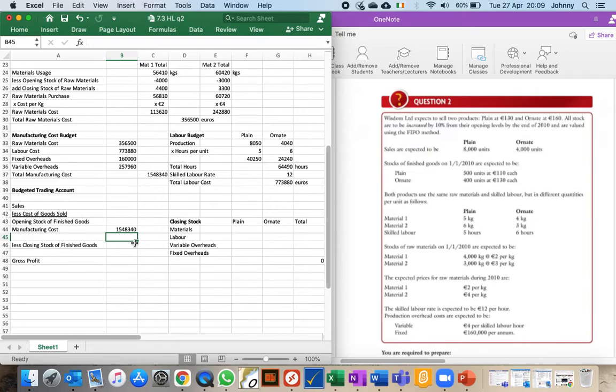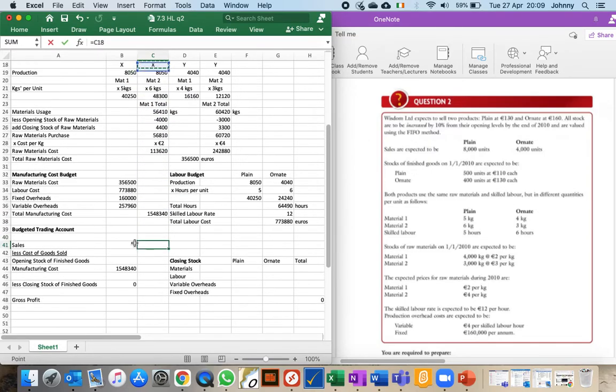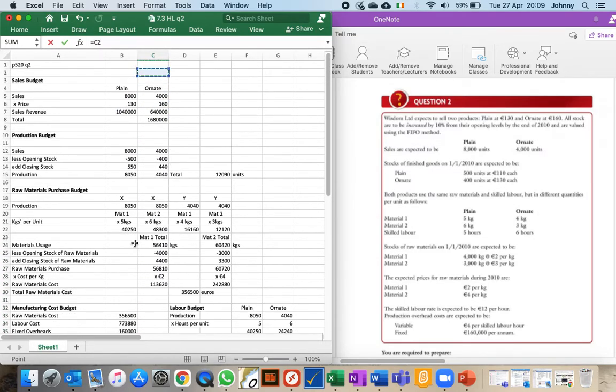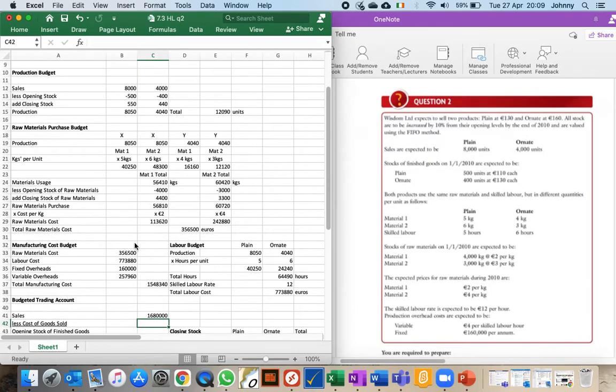Sales. How much money do I expect? Remember, this is a plan for the future. How much money do I think I will take in sales? And I've already calculated that because I've done a sales budget. So the first document that I produced was a sales budget, so I think I'm going to take in that amount of money. So that's that.